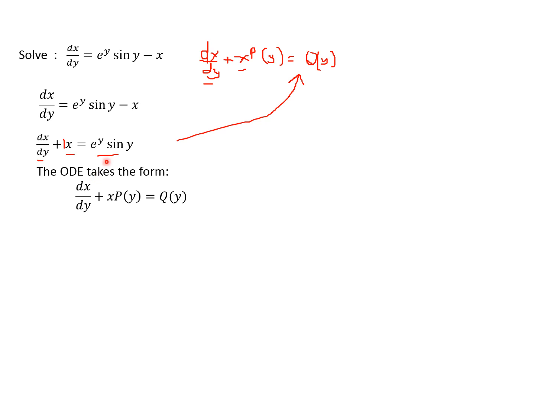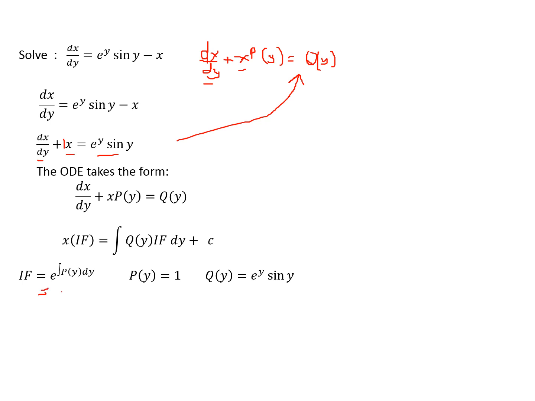The ODE takes the form dx/dy plus x P(y) is Q(y), and this is the general solution: x times the IF equals the integral of Q(y) times the IF dy plus c. What is your IF? Your IF is e to the integral of P(y) dy, and your P(y) is 1. So what is the integral of 1 dy? This is just y. That will be your integrating factor.